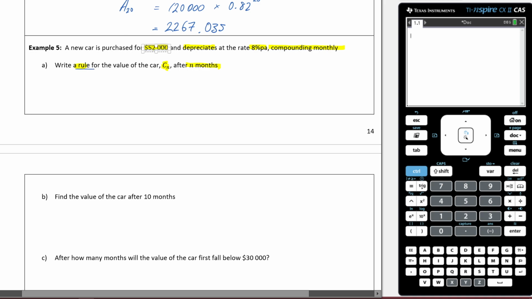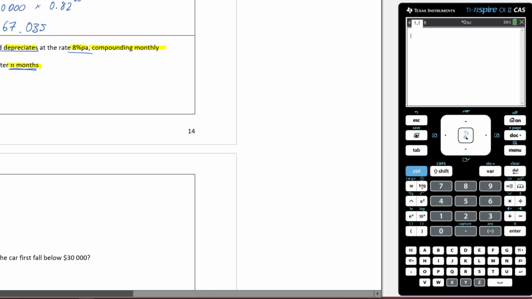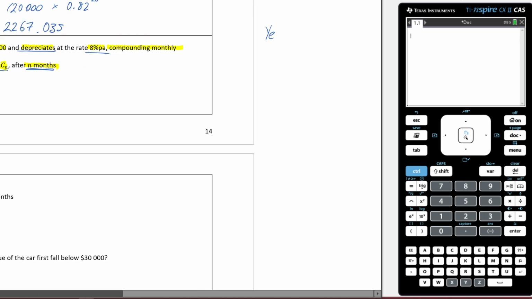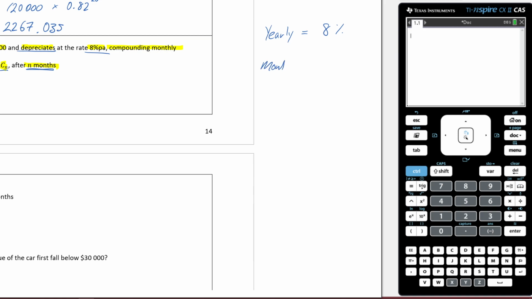All right. We've been told we need to create a rule for the value of this car after a certain amount of months. But do you see here in the question, it tells us how much it depreciates each year. Each year, it depreciates by 8%. But what we want to figure out is how much it depreciates each month. So let's just write this down here for a moment. And again, don't write any of this down. Yearly, we know it's depreciating by 8%. What we want to figure out is how much it depreciates monthly.